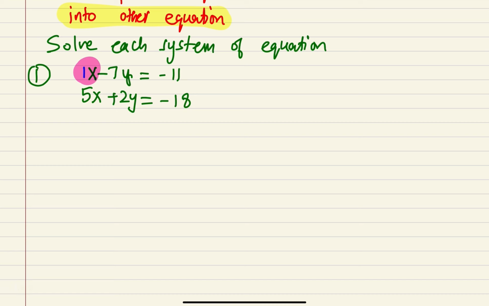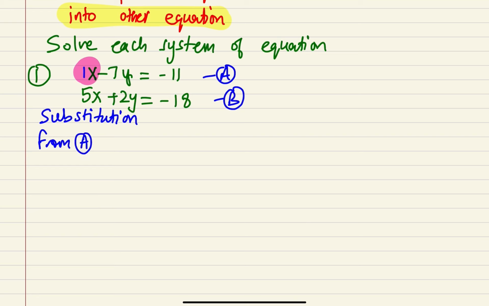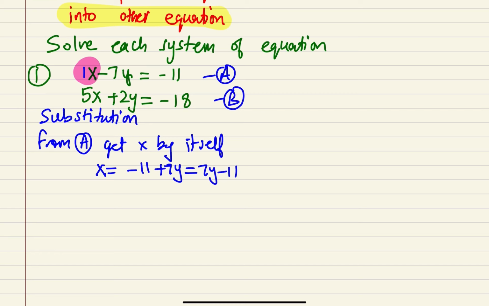I'm going to try the substitution method first, and I label the equations as A and B. So from equation A, it's easier to get x by itself. Whatever variable has 1 as a coefficient, that variable is easy to get by itself. So from A, we get x by itself. So we can say x is equal to negative 11 plus 7y, or 7y minus 11. Addition is commutative. It doesn't matter in which order we write the terms.